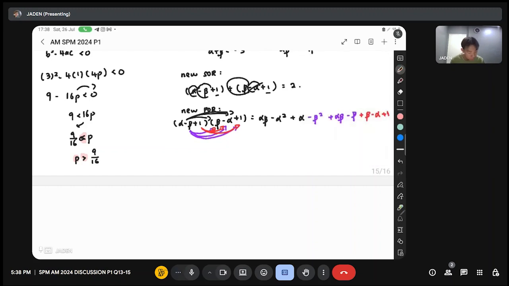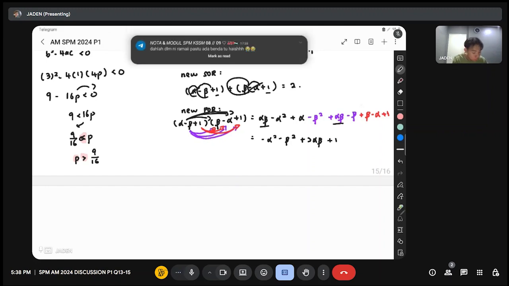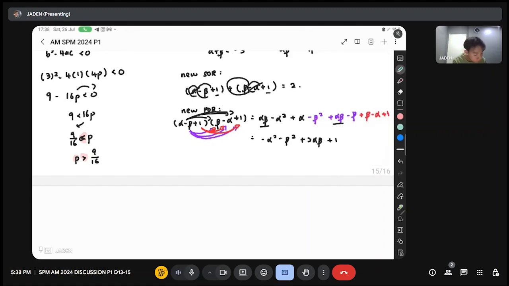Let's continue. So we will be left with negative alpha squared minus beta squared followed by 2 alpha beta because we have 2 here, and then followed by plus 1. There are some terms that will be removed. For example, negative beta and plus beta, this one will be removed, no more. And then we also have alpha and minus alpha, this one also removed, no more. So you see, we are only left with negative alpha squared minus beta squared plus 2 alpha beta plus 1.